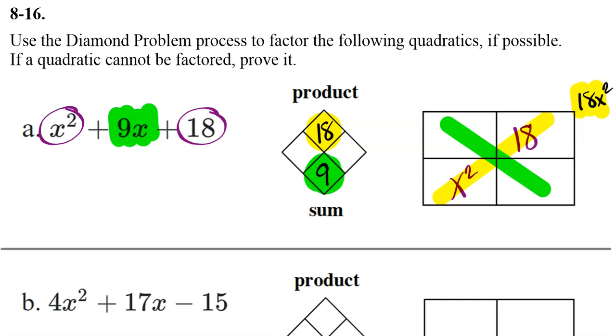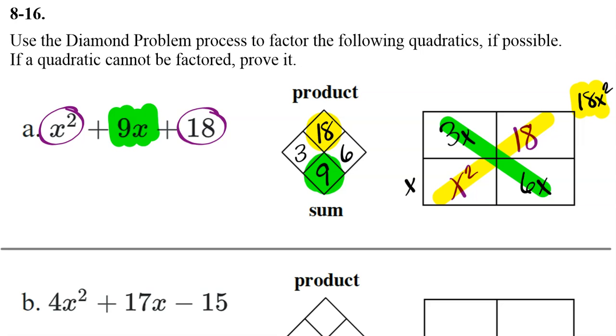And what two numbers multiply to 18 and add up to 9? And you go, okay, 18 times 1, 9 times, oh, let's just start with 1 times 18, 2 times 9, 3 times 6, and I like that. 3 and 6, and here's our diamond problem. So we just have 3x and 6x. Okay, and now we just have to factor it.